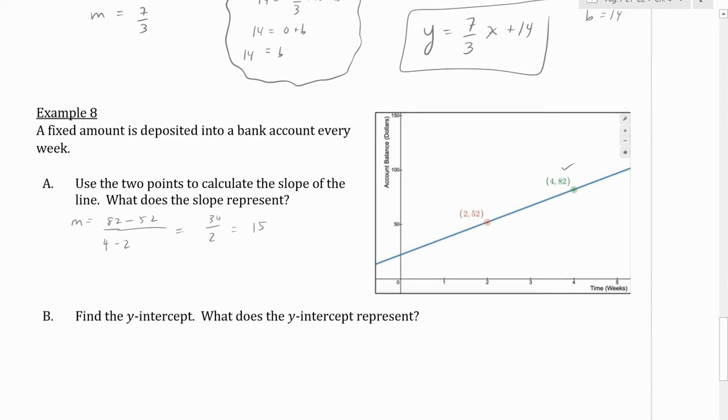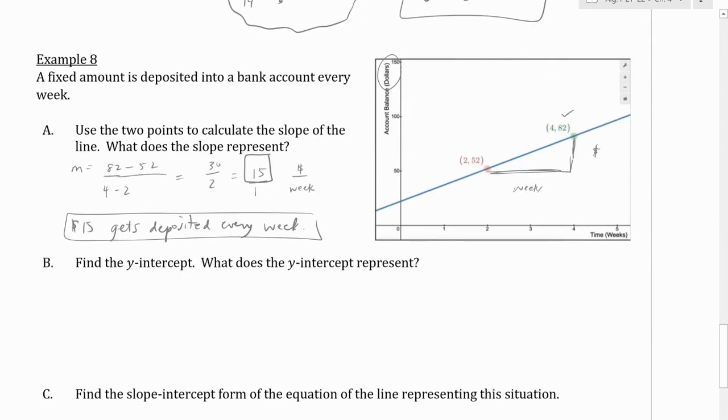Okay, so now think about this. Rise over run. The rises are in dollars. The runs are in weeks. So it's 15 over 1, $15 per week. So the slope was 15. That answers that question. But what it means is that $15 gets deposited every week. That's our rate of change. It's going to go up by 15 bucks once a week.